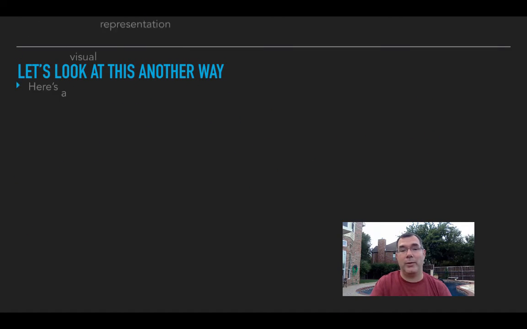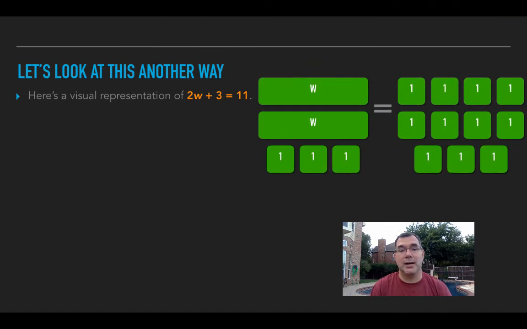Let's look at another way when I was using the algebra tiles. If I have 2w plus 3 equals 11, then I've got 2 of those long w's. Each of those bars is going to represent the value I don't know. And 3 1s, all of those are on the left. And then I've got 11 1s on the right. So what I need to do is make sure that there's only w's on one side and then only numbers on the other side of the equal sign.